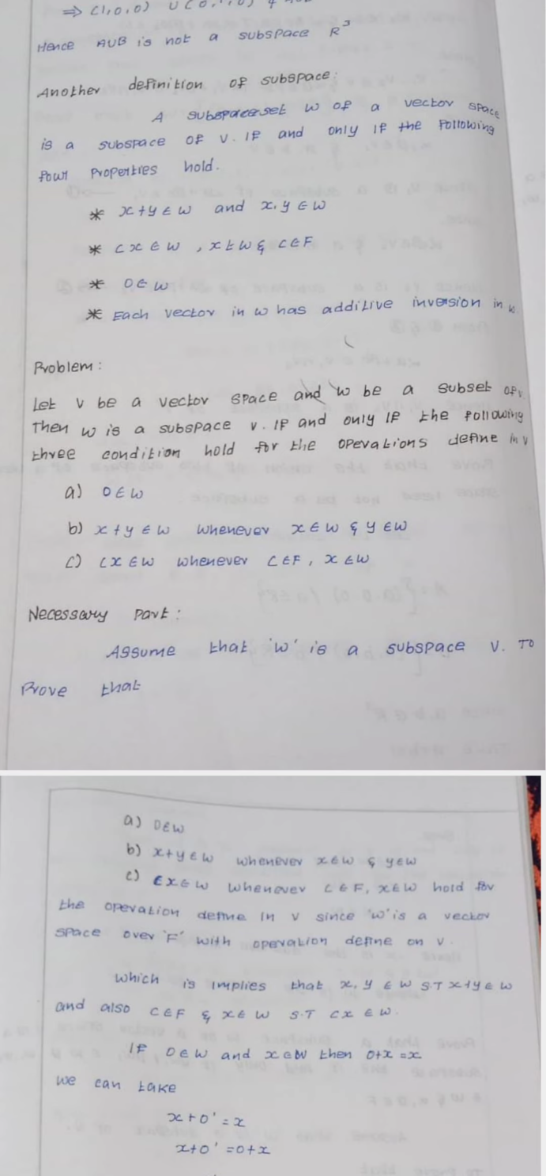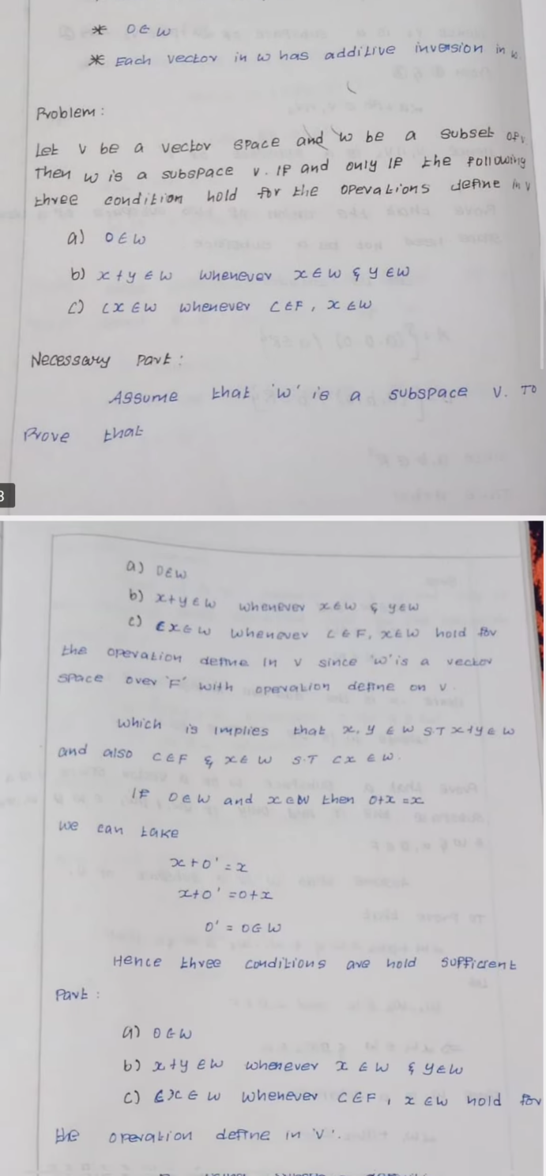Second condition is x plus y belongs to W whenever x belongs to W and y belongs to W. And the next condition, Cx belongs to W whenever C belongs to F and x belongs to W. First we have to prove the necessary part. Assume W is a subspace of V. Now we have to prove the three conditions.